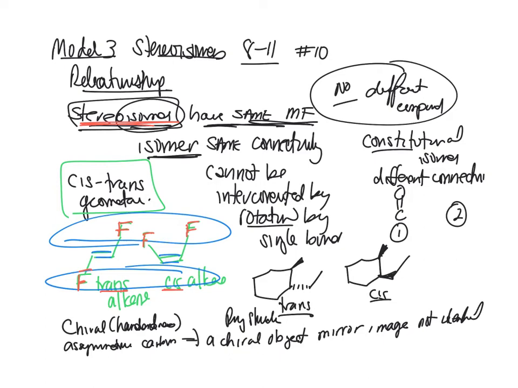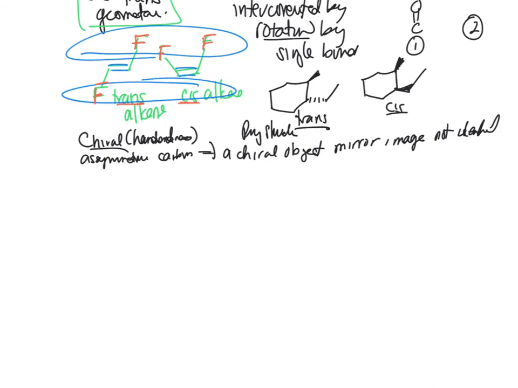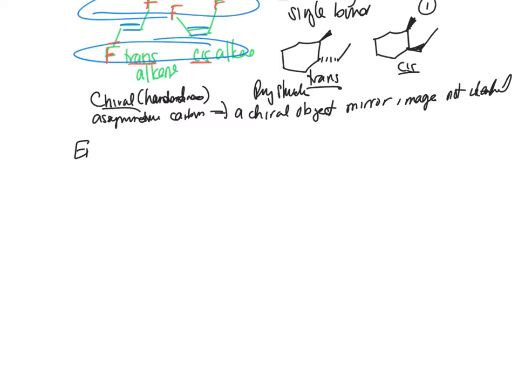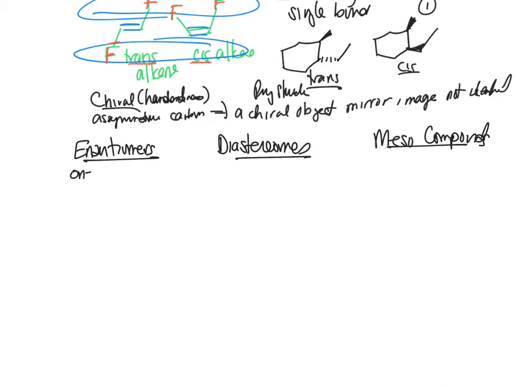So the three kinds of chiral compounds you could have are enantiomers, diastereomers, and meso compounds. Now, if you have an enantiomer, if you have one asymmetric carbon, this is the easiest way to look at this. One's R and the other's S. These are going to be enantiomers. The definition is that they're non-superimposable mirror images.